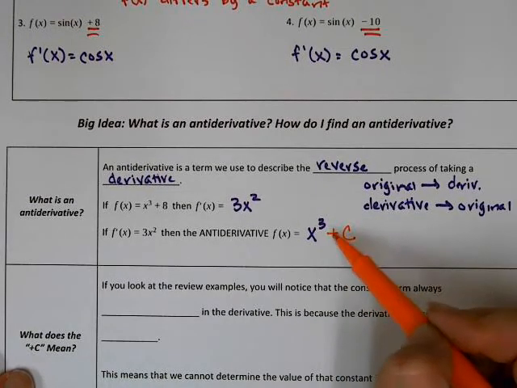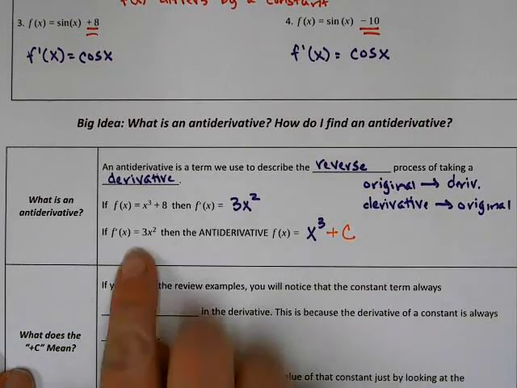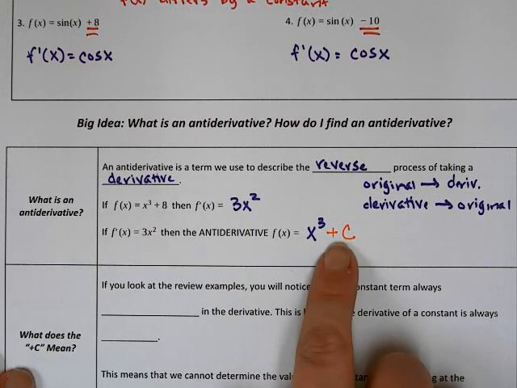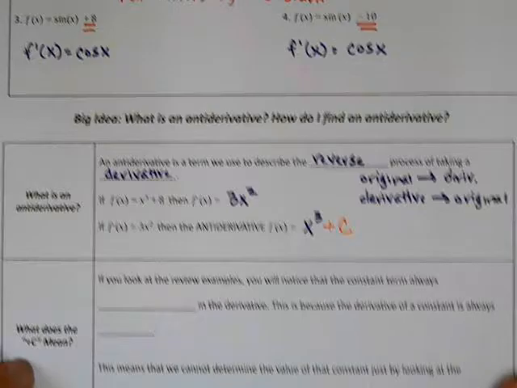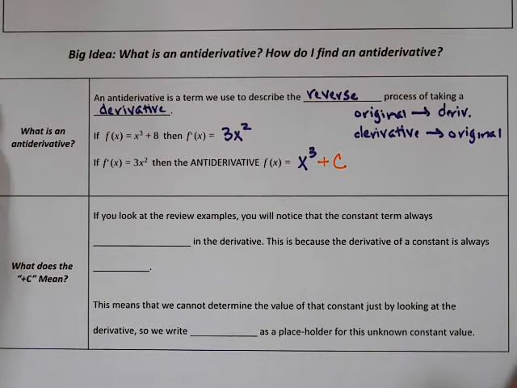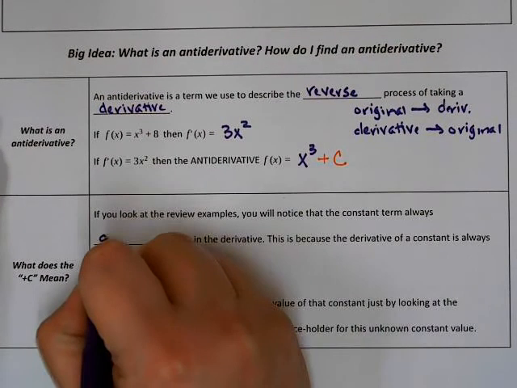Because now if I were to take the derivative of that, I would get 3x squared and then plus 0, which is what my function here was. Without knowing more information about my original function, I don't know what this constant value is, I just know that there's one there. So if you look at the review examples we did, we noticed that the constant term always disappears in the derivative.